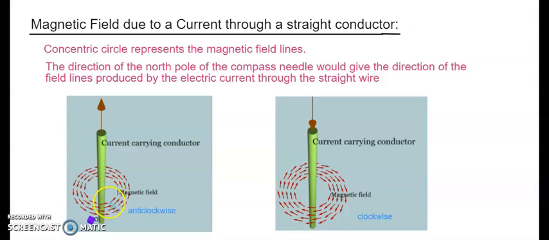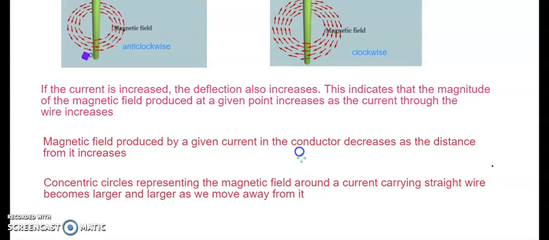But the key thing to note here is they form concentric circles, not straight lines. They are forming closed curves. Clear? So the concentric circles represent the magnetic field lines. The direction of the north pole of the compass needle would give the direction of the field lines produced by the electric current through the straight wire. If the current is increased, the deflection also increases.